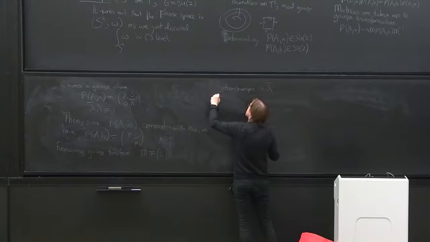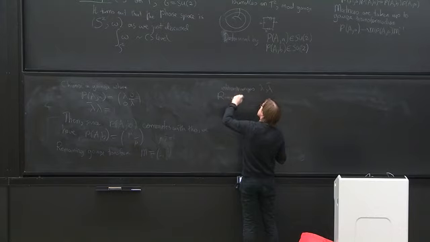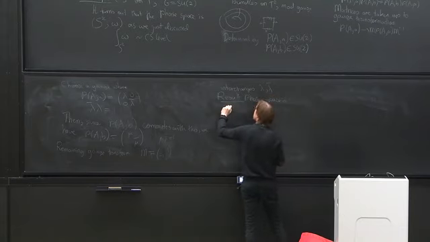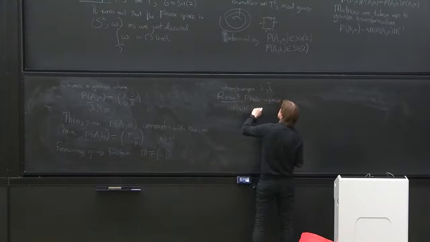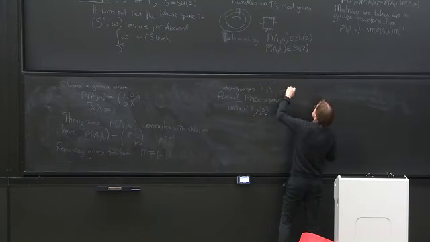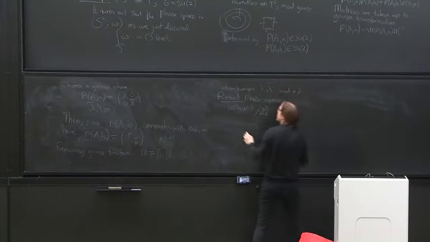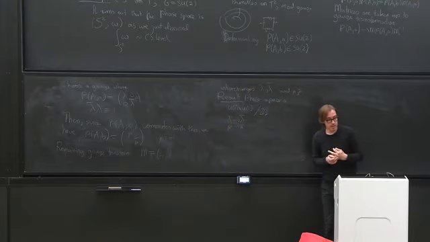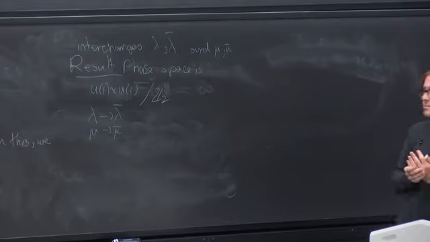So the result, the phase space, is U1 cross U1 modulo Z2, where the Z2 action says lambda to lambda bar and mu to mu bar. So this space turns out to be a sphere.